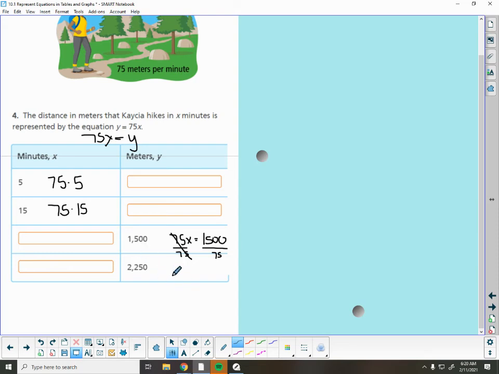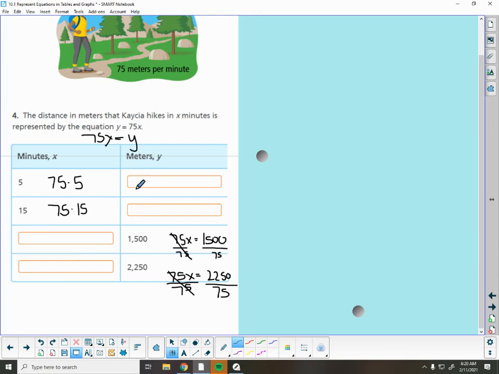And then our last one here. So again, we have writing down what we know, 75x. We're looking for x. We know that y is 2,250. So again, we want to divide by 75 on both sides. This side cancels out, so we're left with 1x. So 2,250 divided by 75 will tell us what x is here.